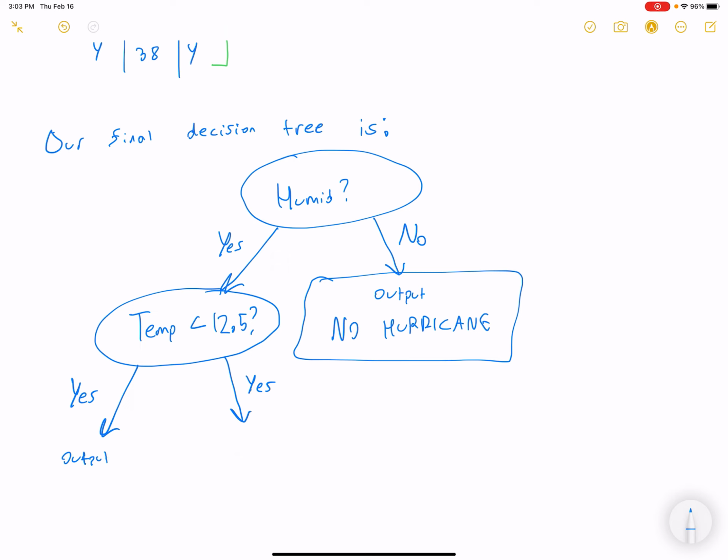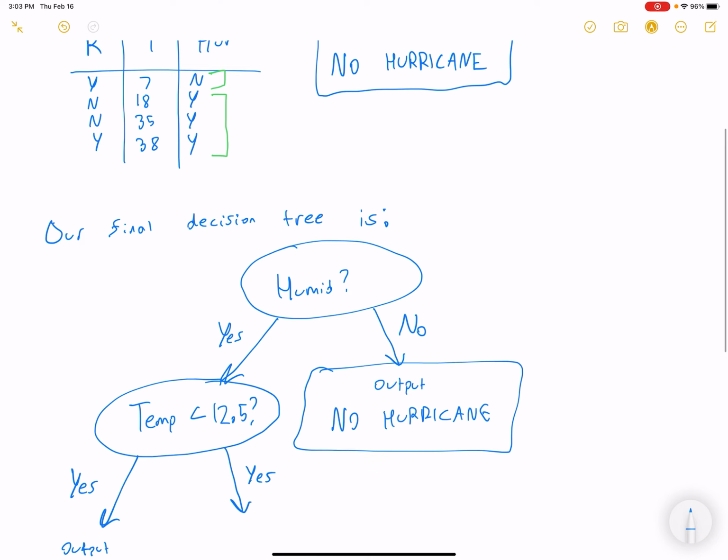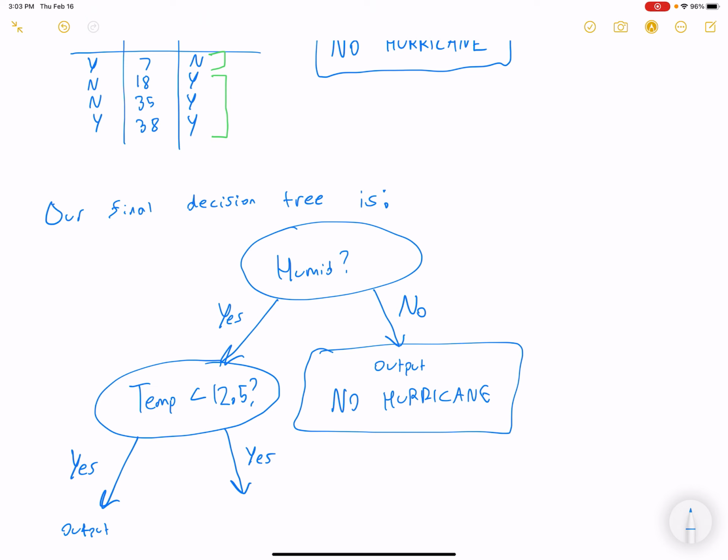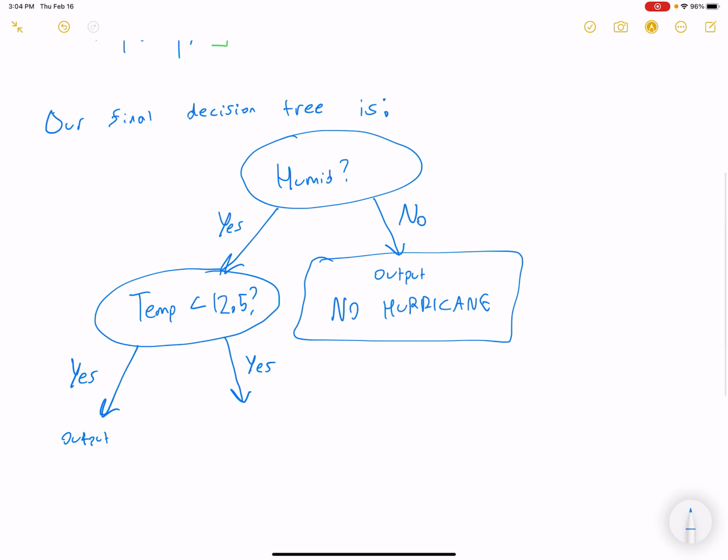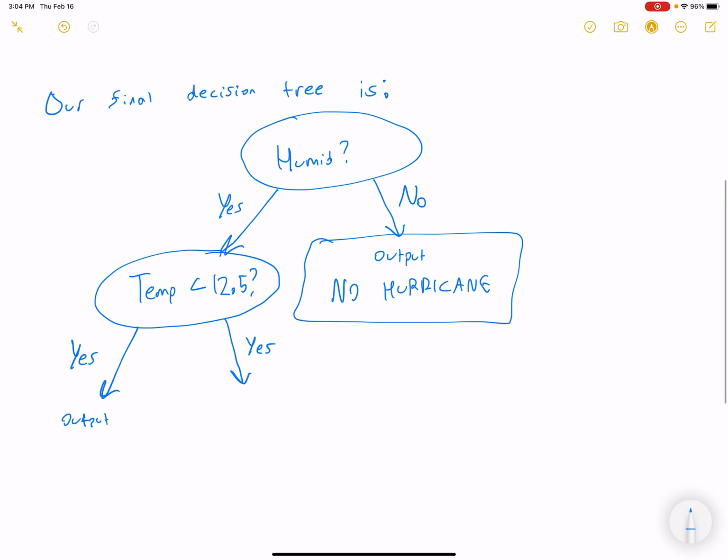So are you taking the average then instead of just the 18 because you don't really know when it's going to shift from no to yes? Yes, it just adds a little bit of robustness. Got it. And you could do three at a time instead of two. Sure. Yeah. So here we're doing output no hurricane.